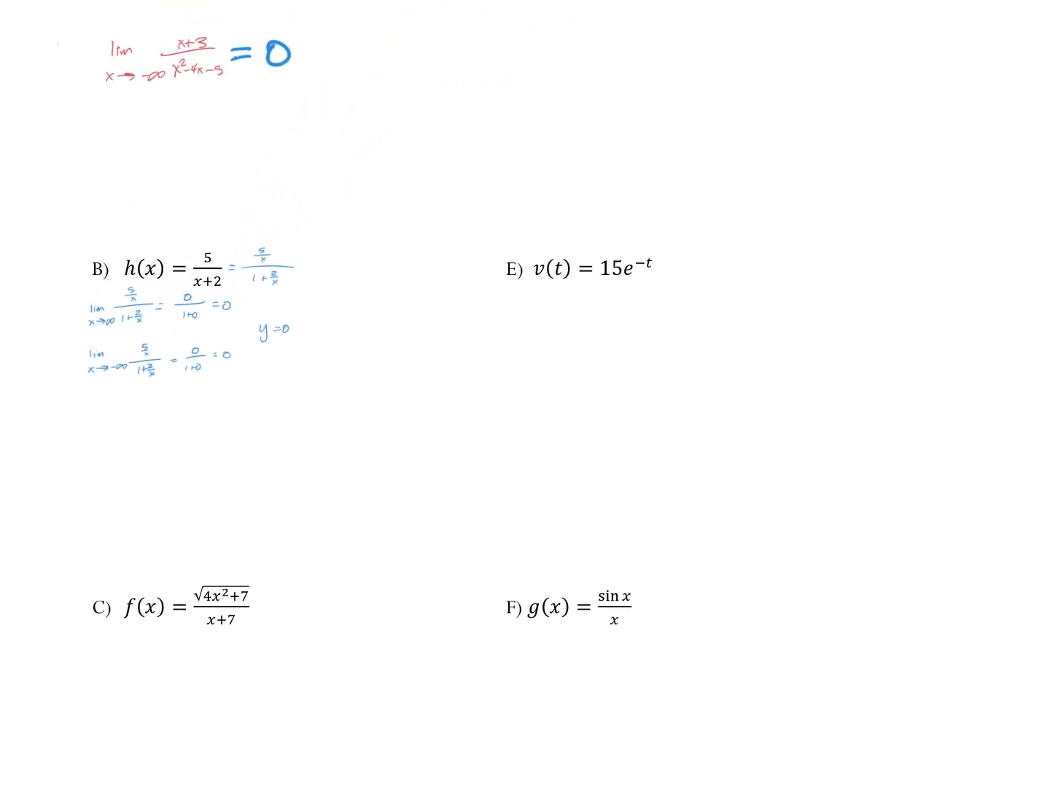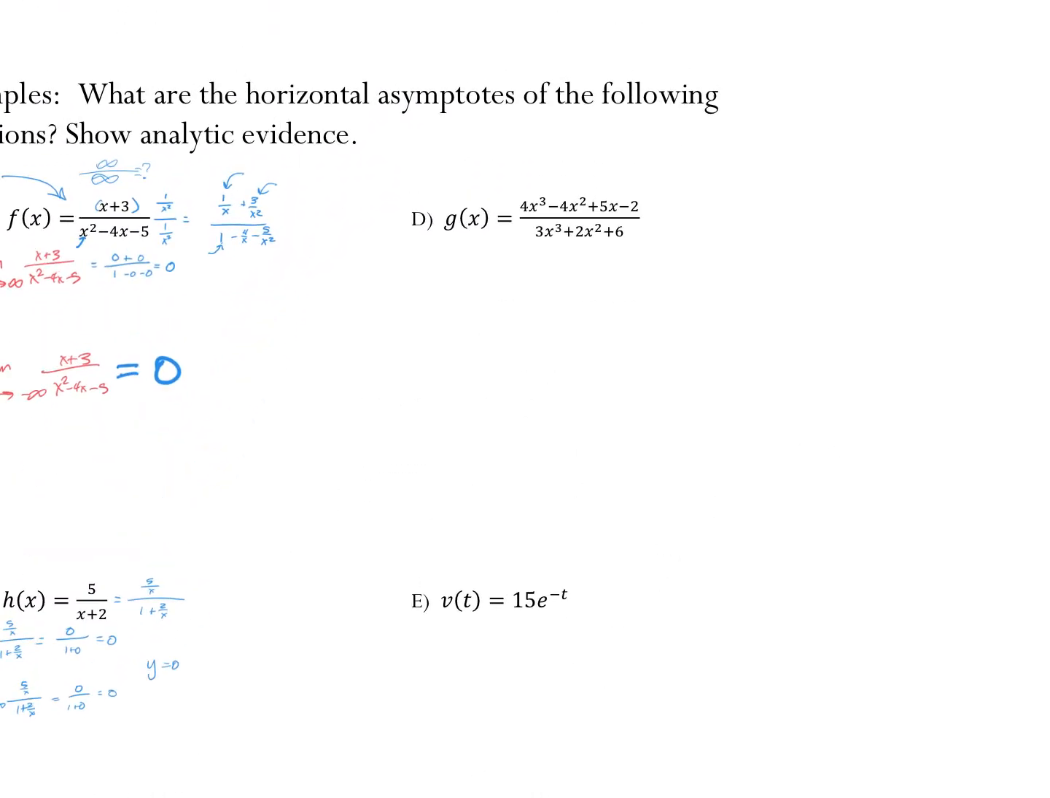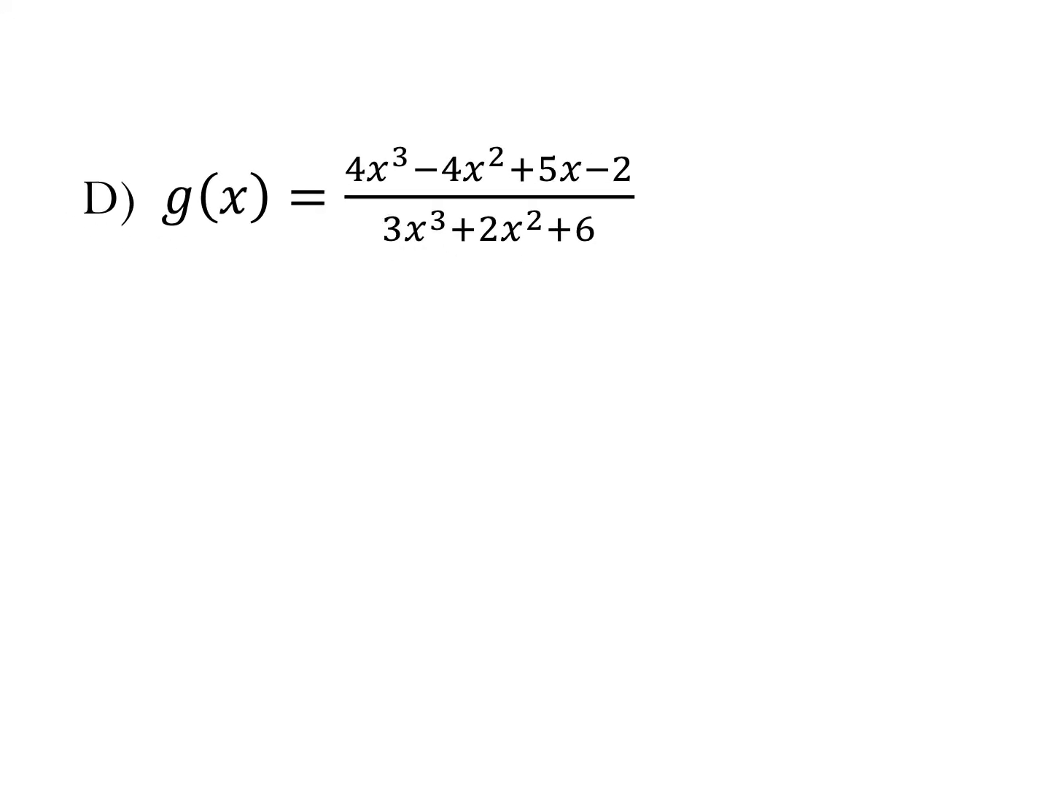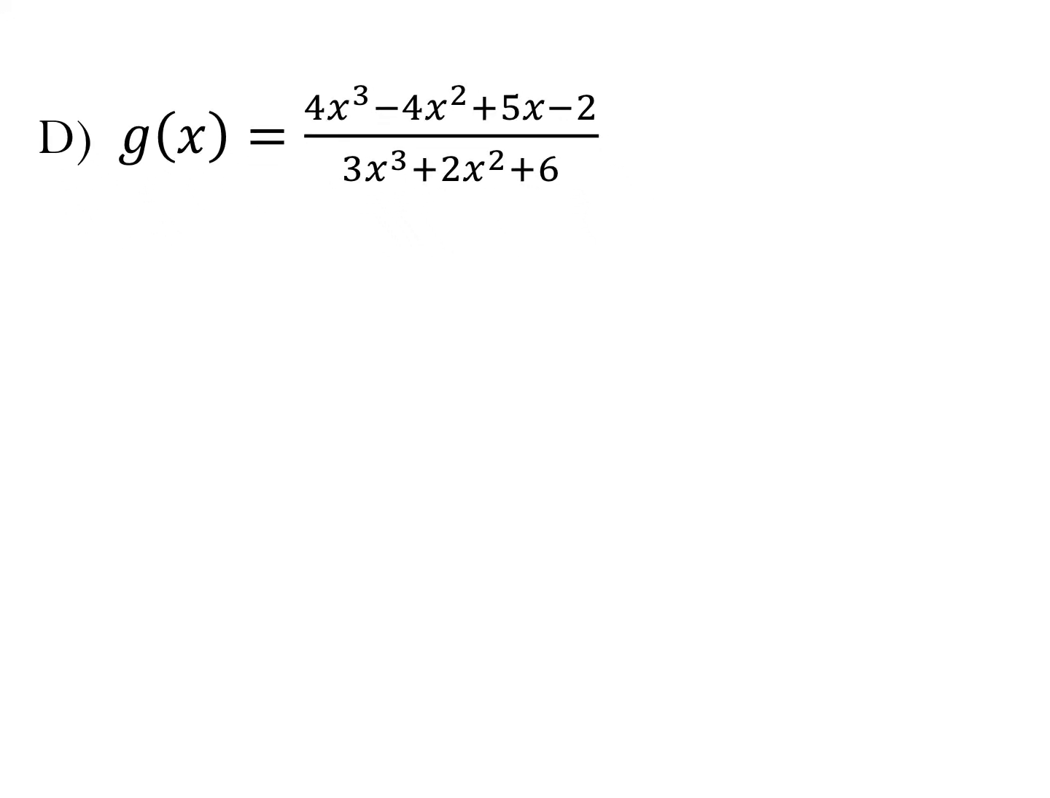Let's do this one next. All right, so what should we multiply this one by? 1 over x cubed. And we end up with 4 minus 4 over x plus 5 over x squared minus 2 over x cubed.